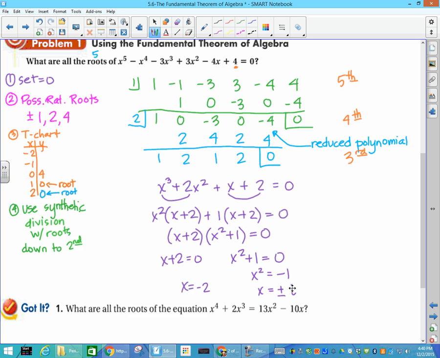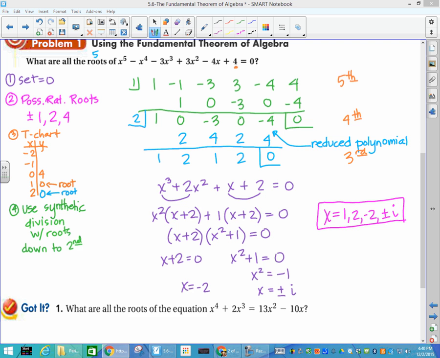Okay, so to answer our question, what are all of the roots? All 5 of them. Well, how many do I have? 1, 2, because plus or minus is 2, 3, 4, 5. So when you answer the question or put the answer blank, you got to say x is equal to 1, 2, -2, plus or minus i. And now I have accounted for 5 roots of this polynomial.